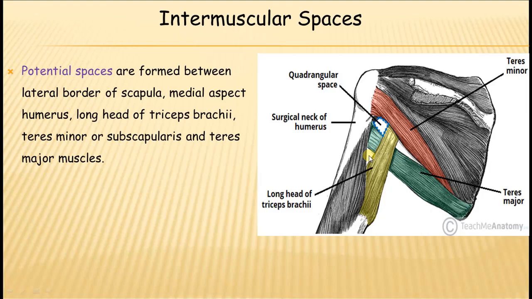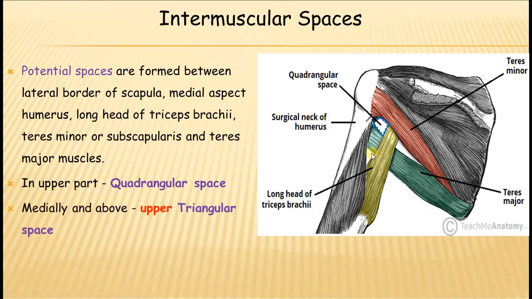So mostly what they transmit are the nerves and the vessels. These spaces are utilized for the passage of nerves and vessels. Three spaces you come across. In the upper part, you see the quadrangular space, because it is four-sided. Then you see an upper triangular space, a three-sided space. Then below the quadrangular space, you see one more space, called the lower triangular space. Three spaces: quadrangular space, upper triangular space, and lower triangular space.